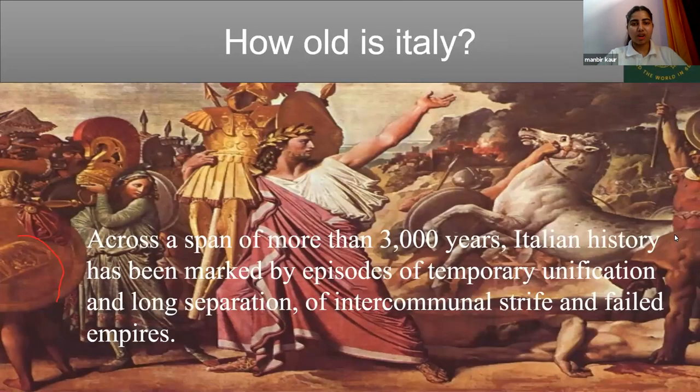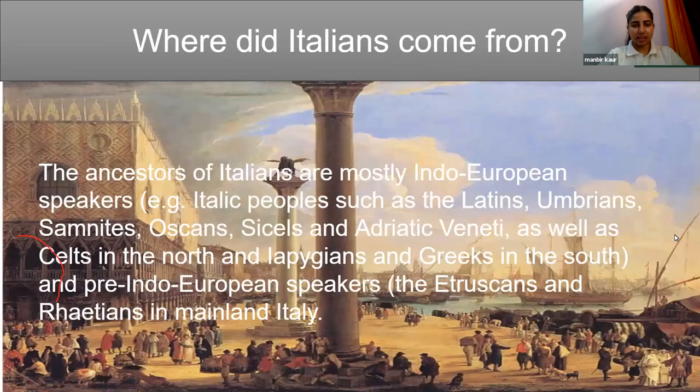If I talk about how old the country is, across a span of more than 3,000 years, Italian history has been marked by episodes of temporary unification and long separation, of intercommunal strife and failed empires. Okay, next slide.